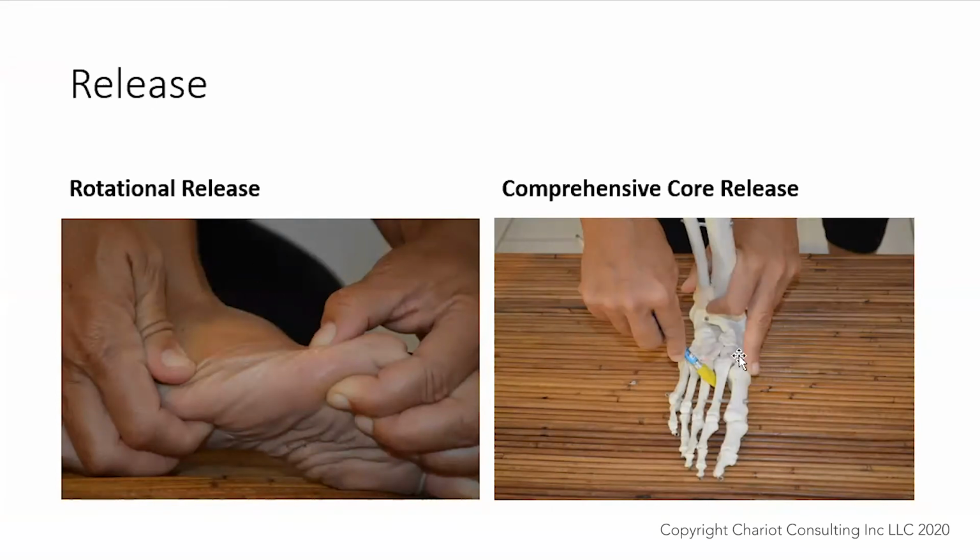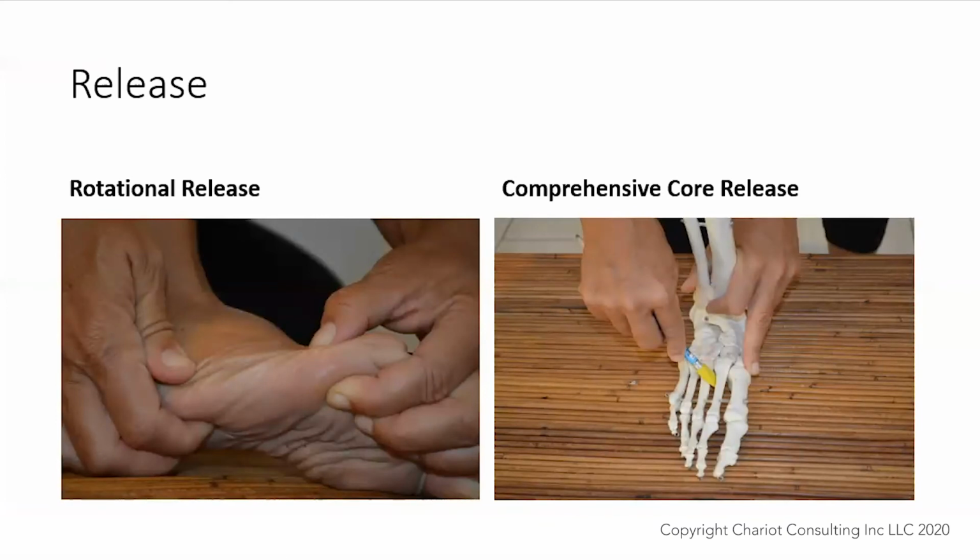And then, of course, is the comprehensive core release. What we really need to do there is focus on the spaces in between the bones to gain increased mobility and motion there, to offset those forces in the pronation and supination, as well as forward and back motions that are so key and important with the foot and ankle.